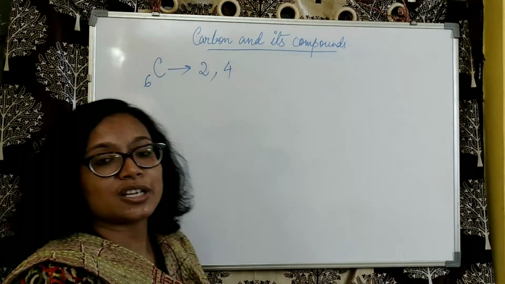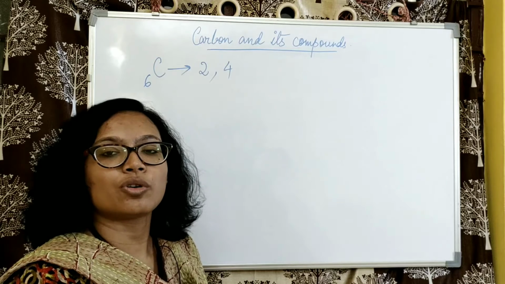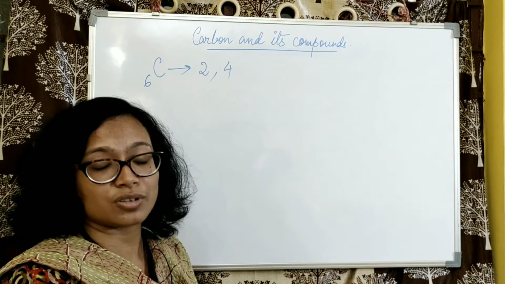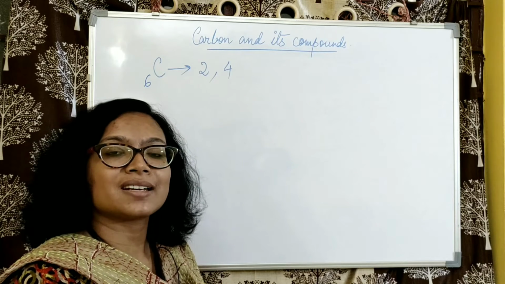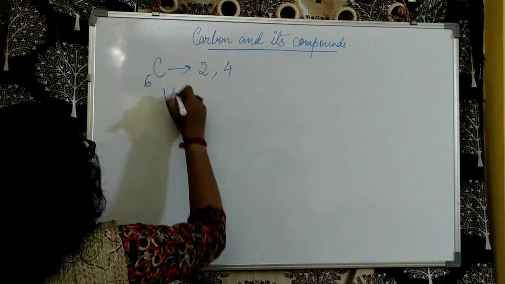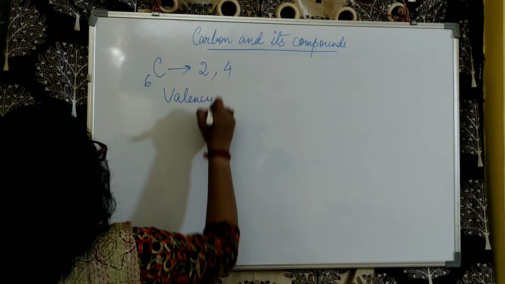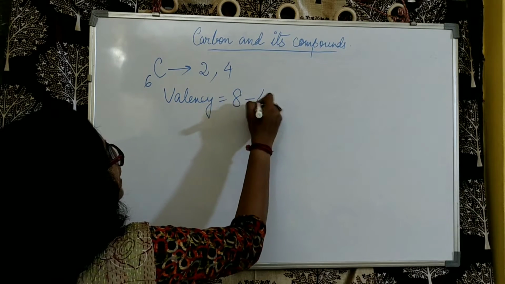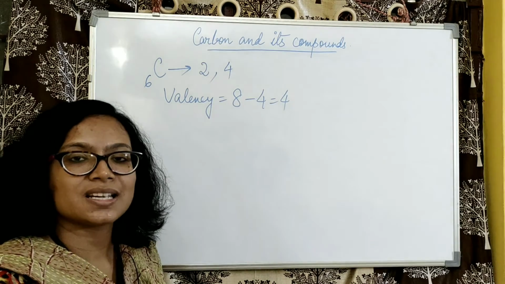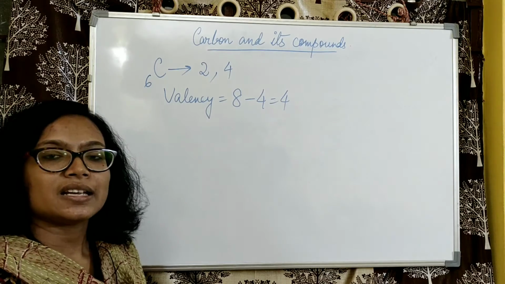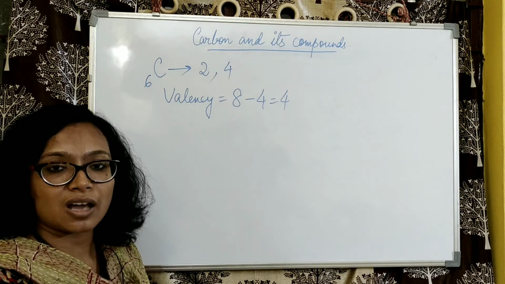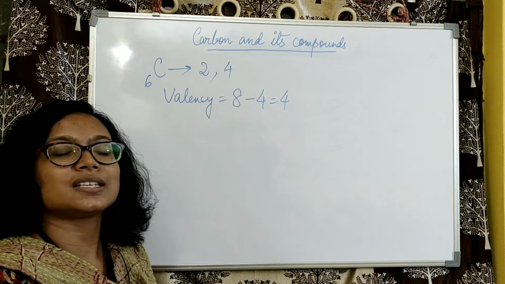We know that when a particular element has 4 or more electrons in the outermost shell, we subtract that number from 8. So let us have an idea about the valency of carbon. That is 8 minus 4 is equal to 4. Hence carbon is tetravalent.